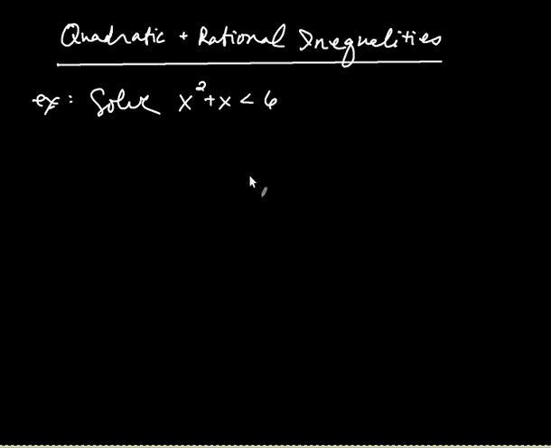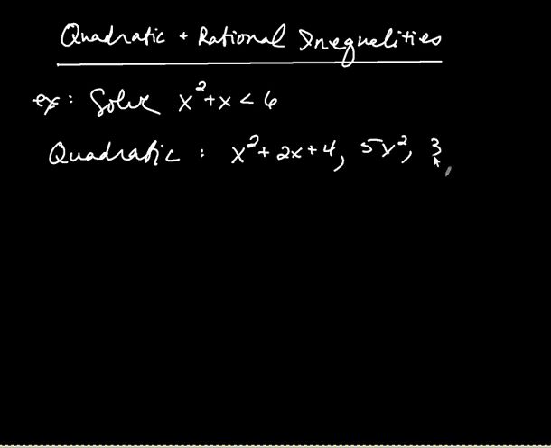In this video, we're going to talk about solving quadratic and rational inequalities. So first of all, we have an example here of a quadratic inequality. Now first of all, this is called quadratic because of the polynomial on the left-hand side there, the x squared. So anytime you see something like x squared plus 2x plus 4, or 5x squared, or 3x squared plus 2, these are all examples of quadratic polynomials.